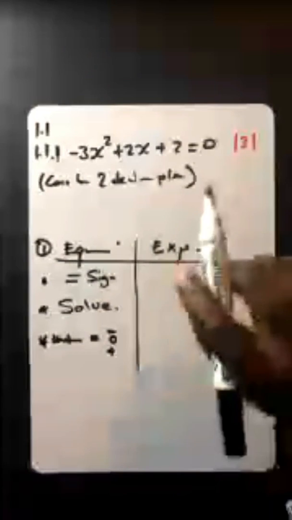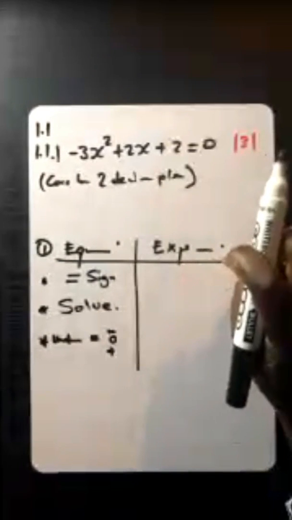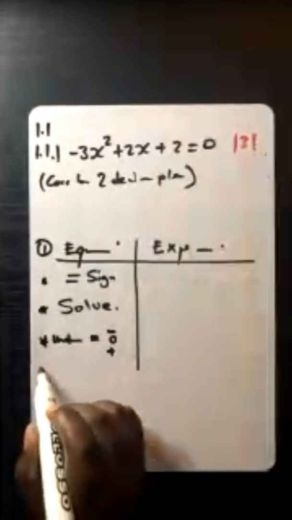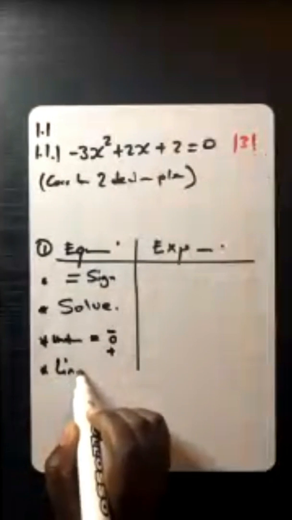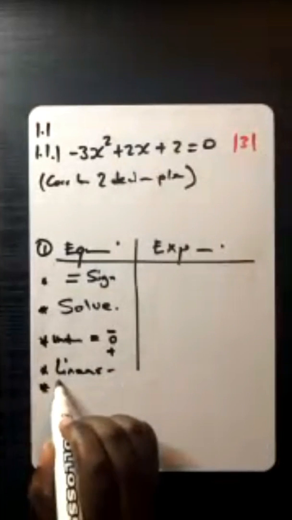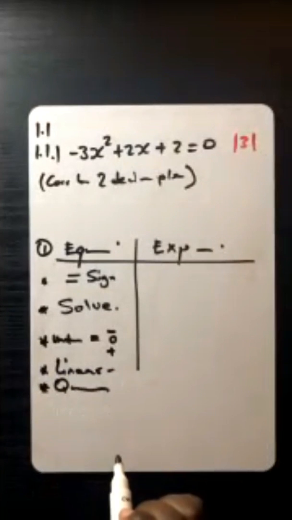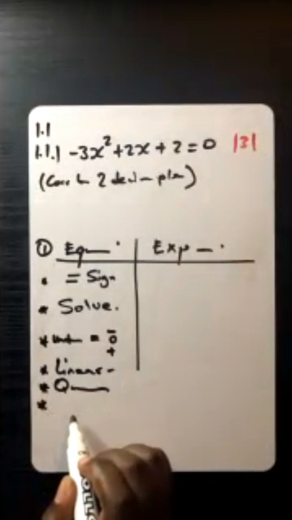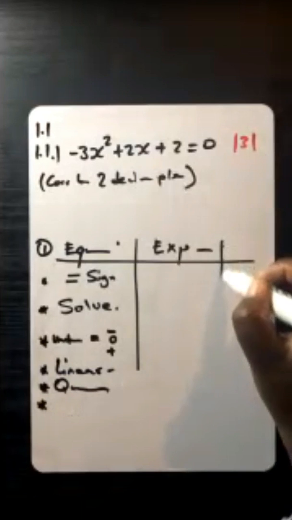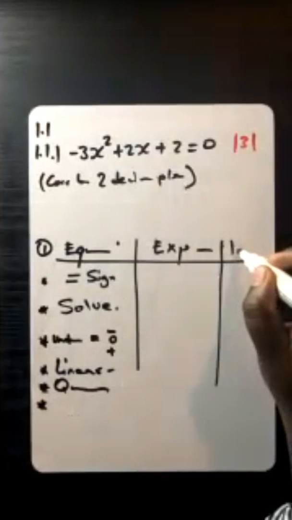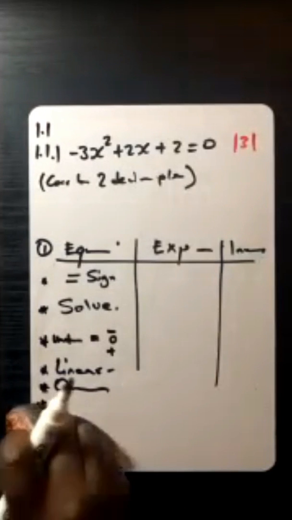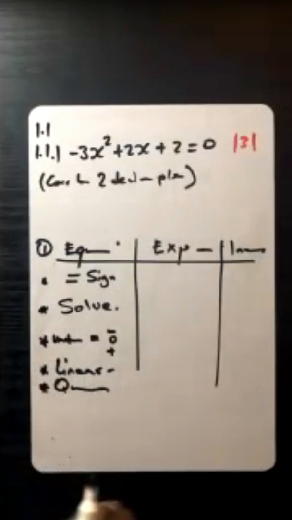Remember, from our previous lessons, I've indicated that we've got types of equations. You can either have a linear equation. You can also have a quadratic equation. You can also have inequalities, so let me add that we also have inequalities and not add it under quadratic.